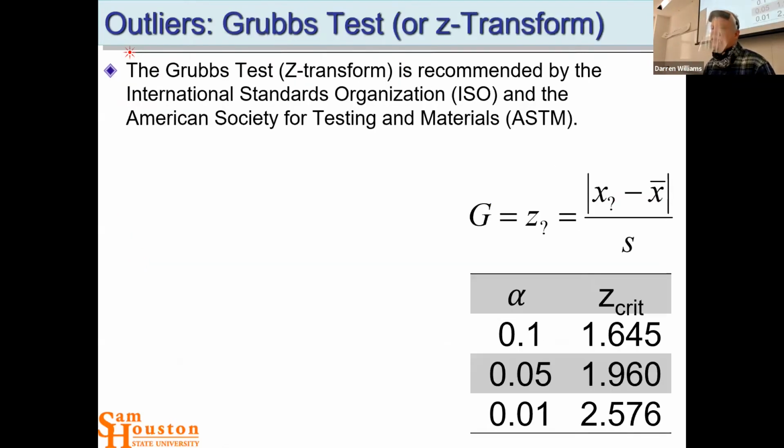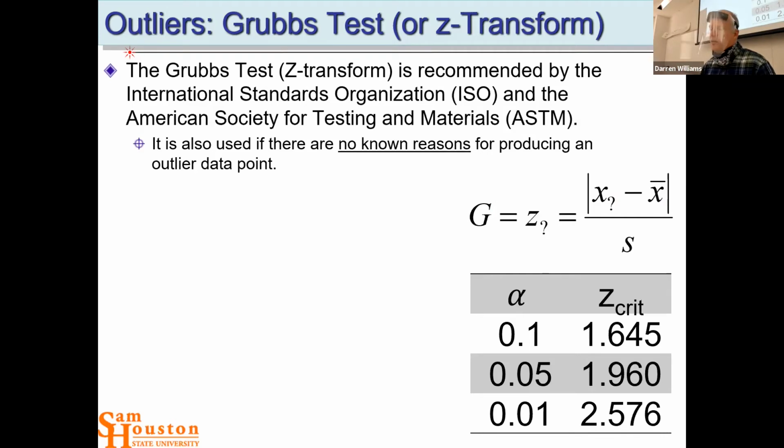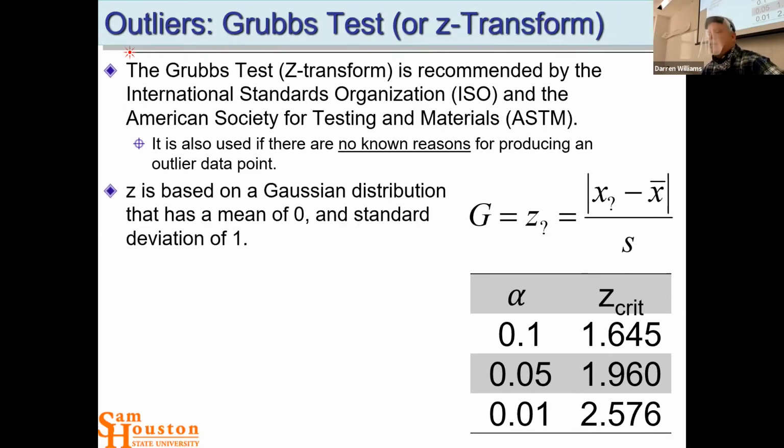But the Grubbs transformation, or the Z transformation, is recommended by the International Standards Organization or the American Society for Testing and Materials, so ASTM. So in many other disciplines, this is the preferred test for an outlier. So once again, if there are no known reasons for producing the outlier data point, then you can use this to test to see if it's an outlier. It's based on a Gaussian distribution that has a mean of 0 and a standard deviation of 1.